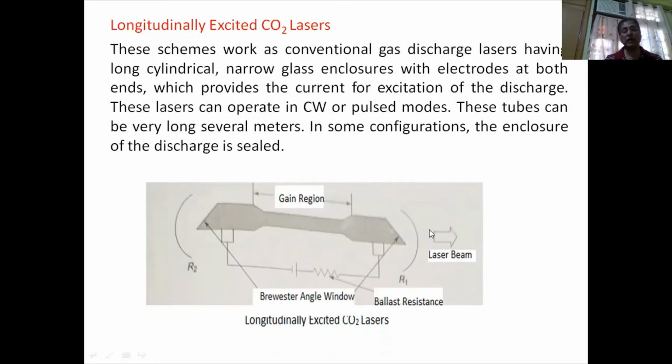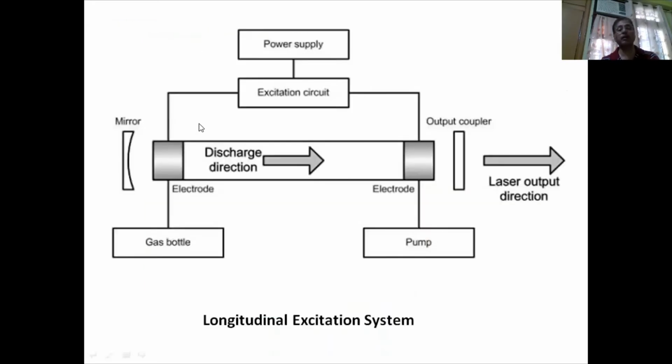To see this more clearly, you can see the block diagram. Here we have the electrodes. The discharge is done in the longitudinal direction through the excitation circuit and power supply. We have the mirror here and the output coupler here. We have a pump here and the gas bottle is here for filling up. So this is the block diagram for a longitudinal excitation system of the carbon dioxide gas laser.